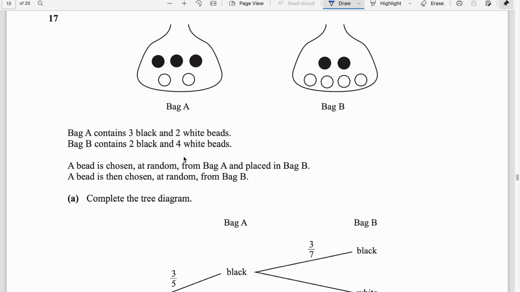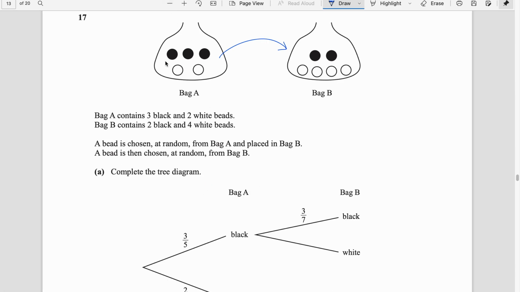Question number 17. Bag A contains 3 black and 2 white beads. Bag B contains 2 black and 4 white beads. A bead is chosen at random from bag A and placed in bag B. A bead is then chosen at random from bag B.